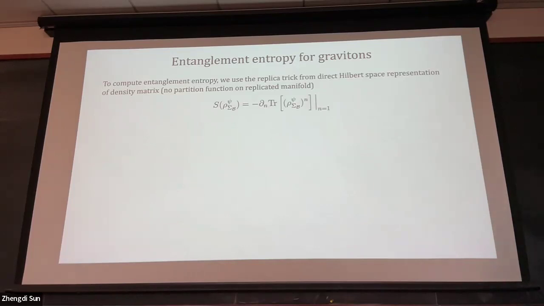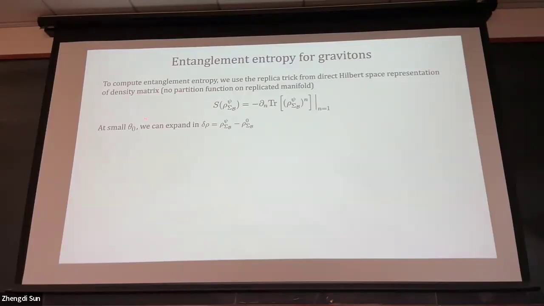To compute this, we're going to use the replica trick, but not the usual replica trick where you have a replicated manifold. This is just a Hilbert space calculation of entanglement. So you just have n copies of your density matrix, rho psi. You take a derivative with respect to n and set n equal to 1. So you have to actually analytically continue this trace rho to the n. So how do you do this?